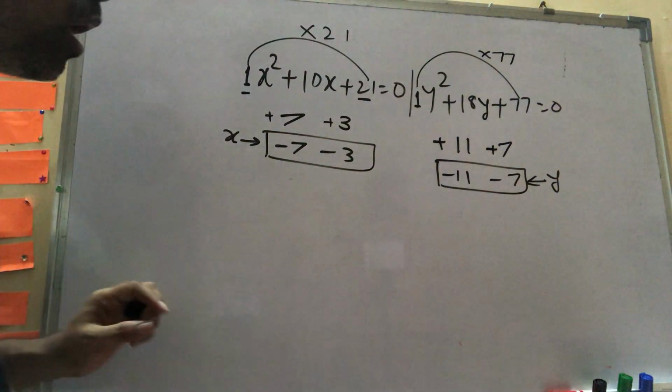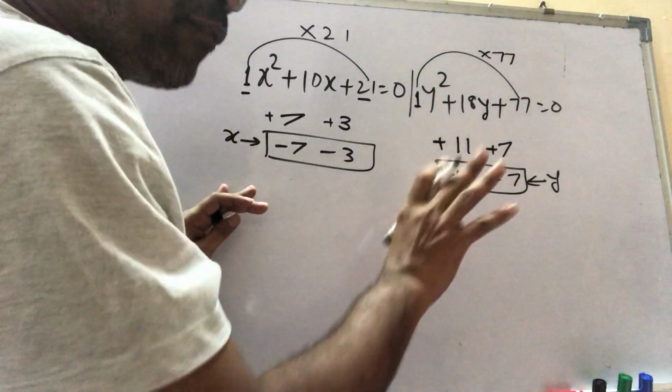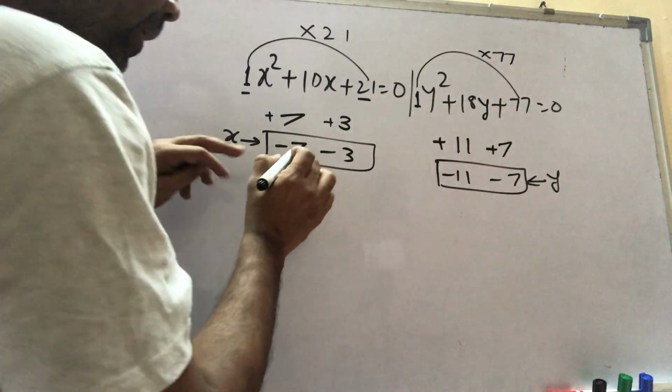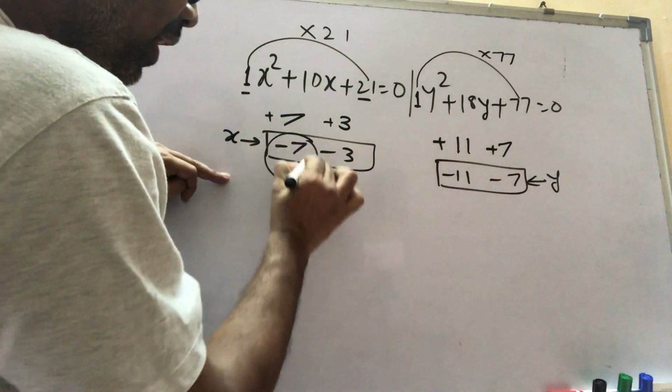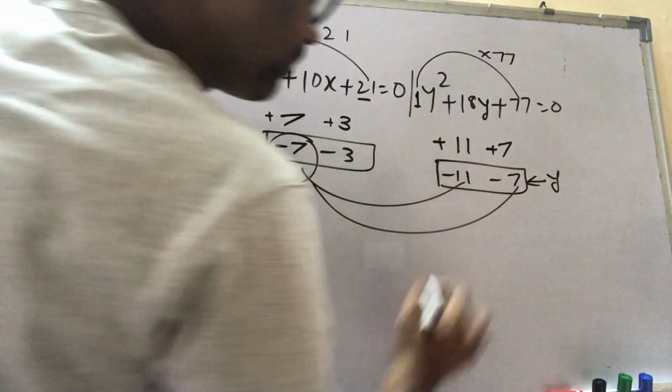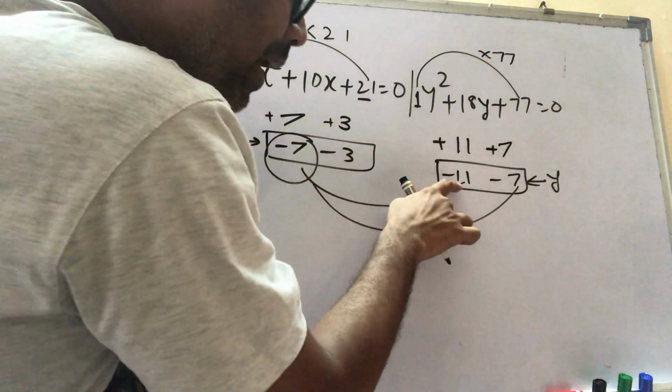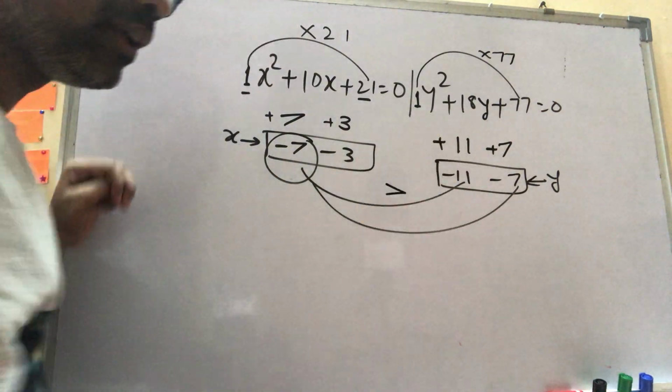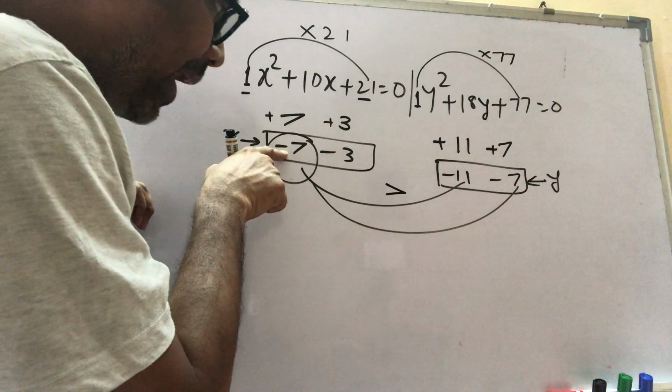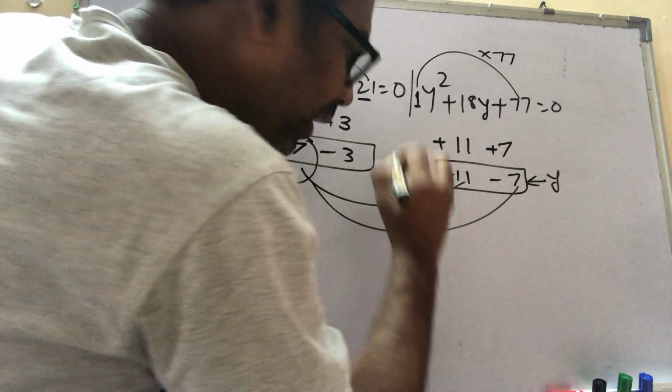Great. Now how do we compare this? Now we have to compare this. While comparing, first compare minus 7 with minus 11 and minus 7. When you compare minus 7 with minus 11, obviously minus 7 is greater. And when you compare minus 7 with minus 7, both are equal. Remember this.